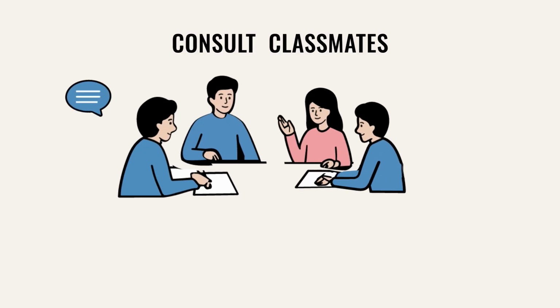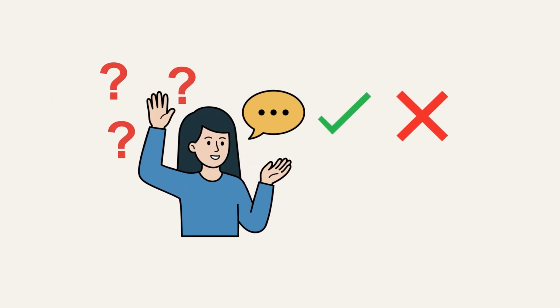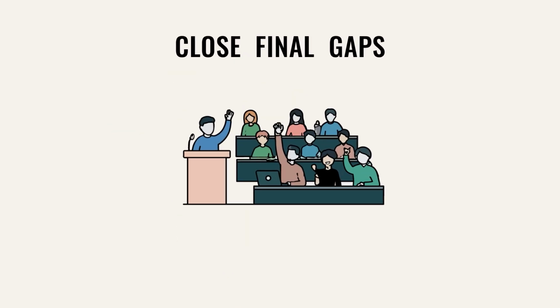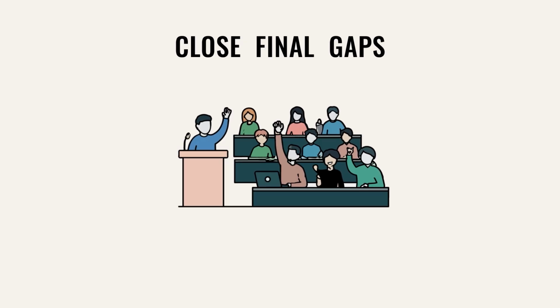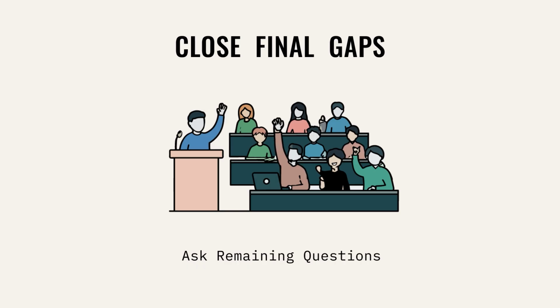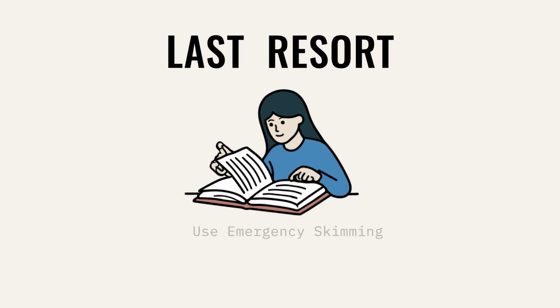For peer learning, consult your classmates, discuss difficult topics together, and use different words or examples that make sense to you. Do not guess the facts. Always cross-check information with your official course materials. Prepare for official review sessions. List everything that still confuses you. Ask your remaining questions, and close the final structural gaps. If the exam is approaching and time completely runs out, use emergency skimming as a final last resort.